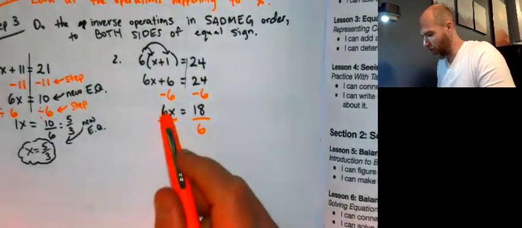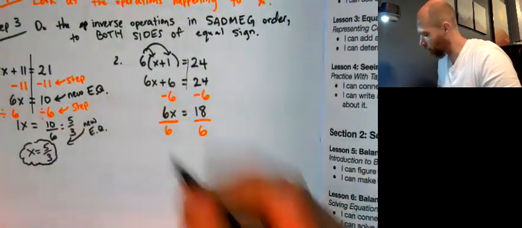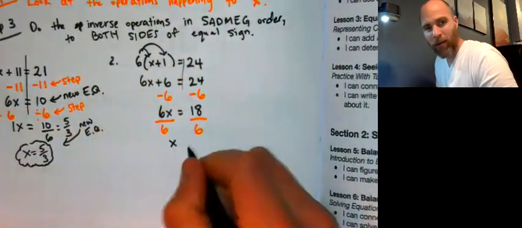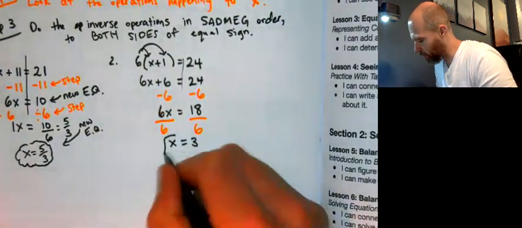All right, so this 6 on top and bottom of the fraction, they make a 1. So we're left with 1x. I'm just going to write it as x though. And 18 divided by 6 is 3. So x equals 3 on this one.